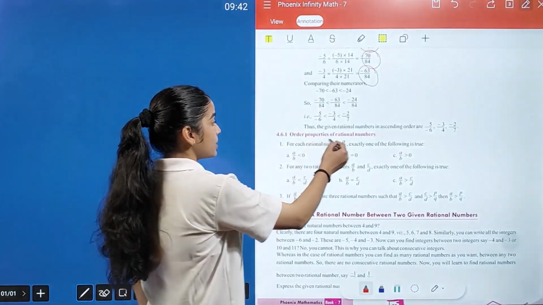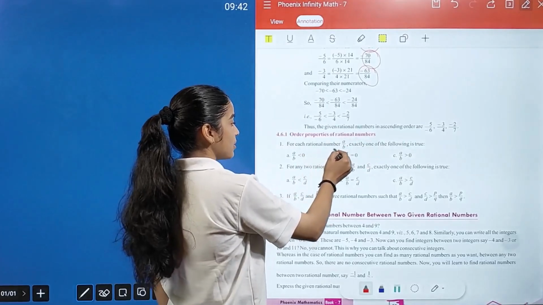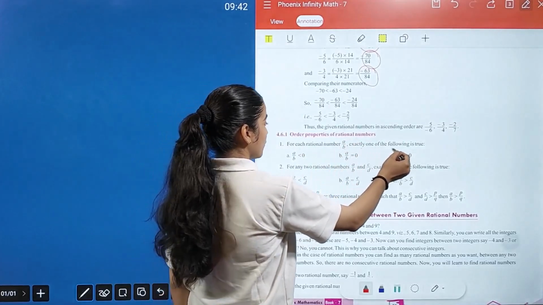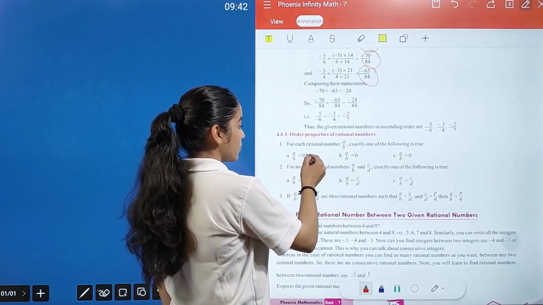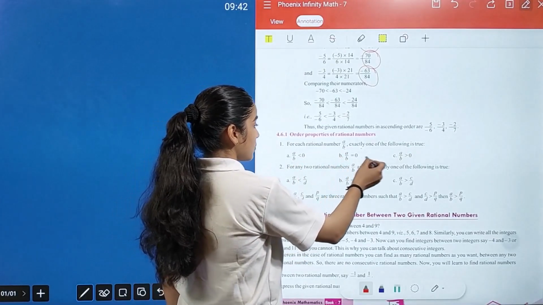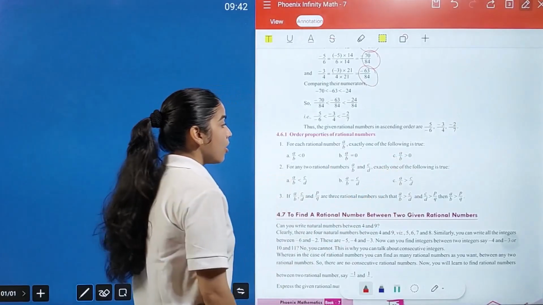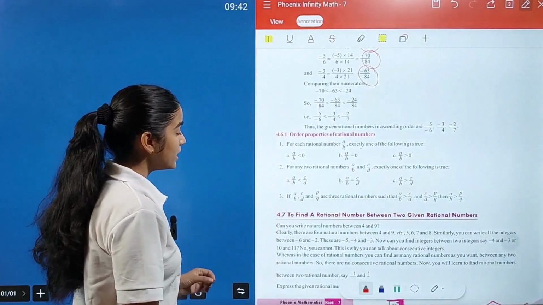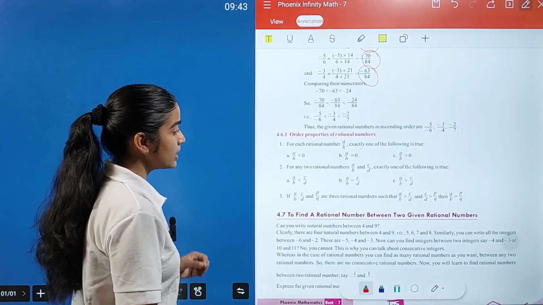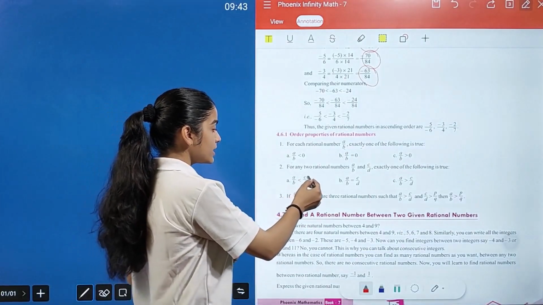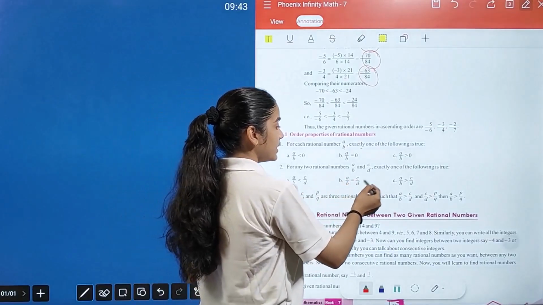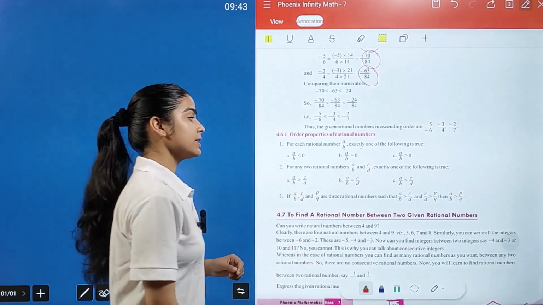Now order properties of rational numbers. For each rational number a by b, exactly one of the following is true: a by b is smaller than 0, a by b is equal to 0, or a by b is greater than 0. For any rational numbers a by b and c by d, exactly one of the following is true: a by b could be smaller than c by d, equal to c by d, or greater than c by d.